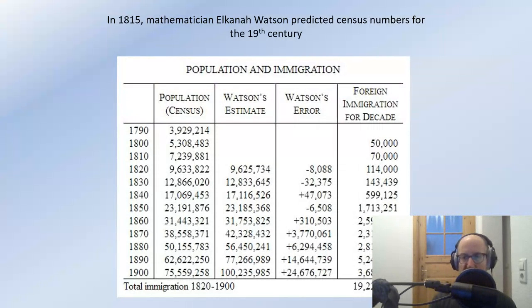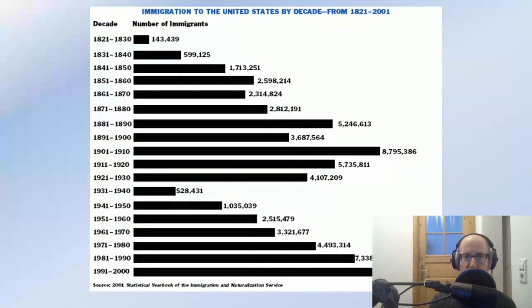Again, take in as much of these numbers as you can. This is immigration to the United States decade by decade from 1821 to 2001. And I want to focus your attention on the middle of this bar graph. Between 1871 and 1880, so the decade of the 1870s, we have 2.8 million people coming to America. The next decade, that almost doubles.